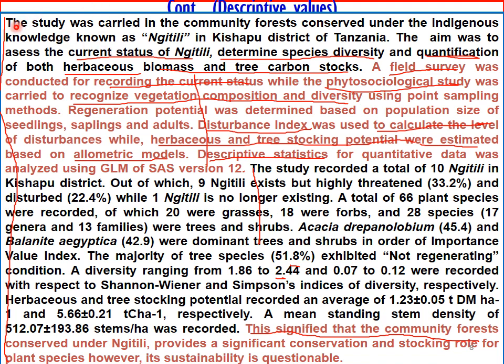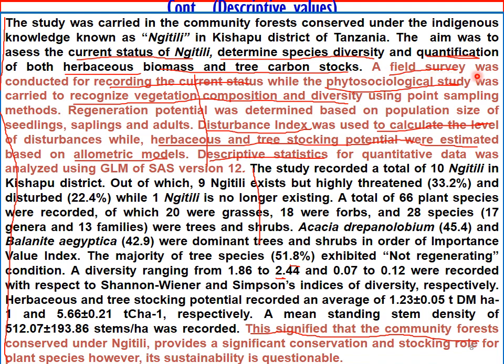Let's look at a study carried out in the community forest conserved under indigenous knowledge in Gitili and Kishap districts. The aim of the study was to assess the current status, determine species diversity, and quantify both herbaceous and biomass productivity and carbon stocks. See, that was the introduction. Why was the study done? What was the reason behind it? So a field study, then this is the method.